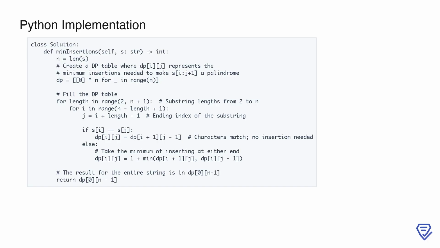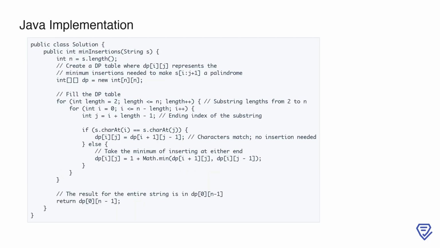Finally, the value dp[0][n-1], the top right corner of the dp table, contains the result for the entire string, as it represents the minimum insertions needed for the substring s[0..n-1]. The algorithm has a time complexity of O(n squared) due to the nested loops filling the dp table, and a space complexity of O(n squared) for the table itself. This efficient solution ensures that we can handle strings of reasonable length within competitive programming constraints.